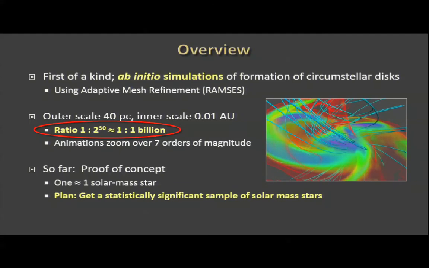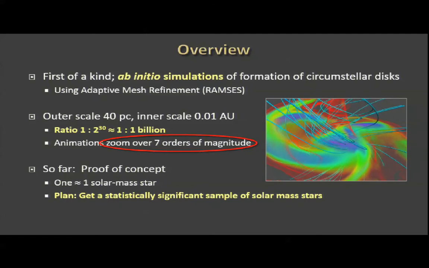What's new here is that we're zooming over a factor of 1 billion. We're zooming over 30 powers of 2. So when I show you animation, we're using about 2 orders of magnitude in the picture, of course. So I'm showing animations that zoom over 7 orders of magnitude. So far, this is a proof of concept. We looked at one solar mass star, the formation of one solar mass star.